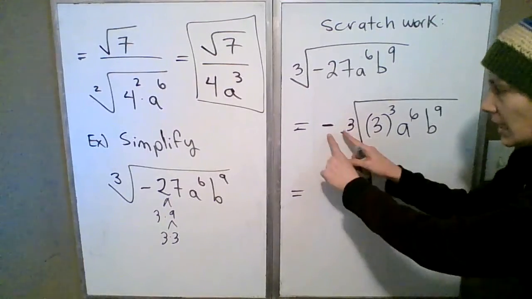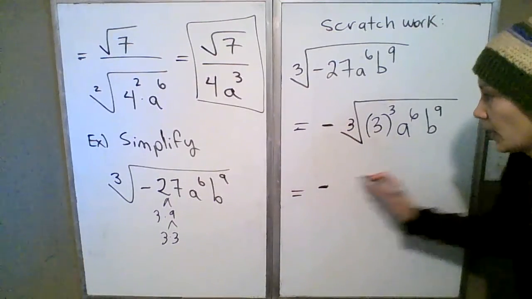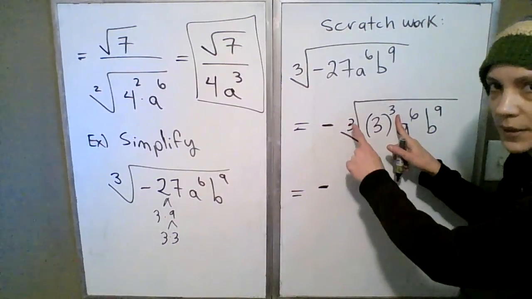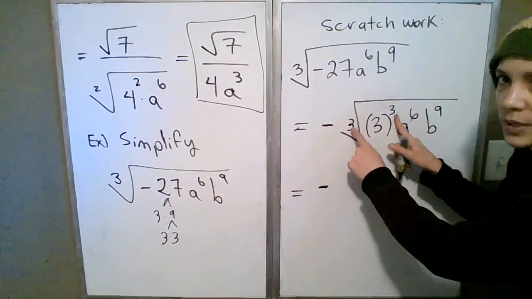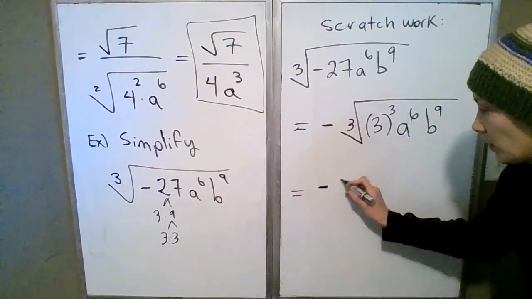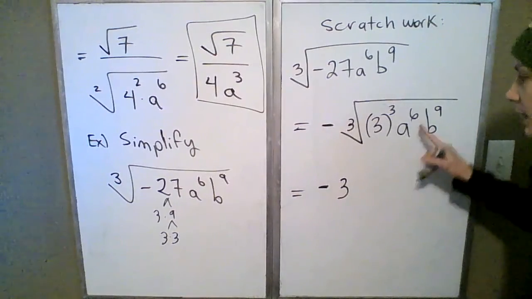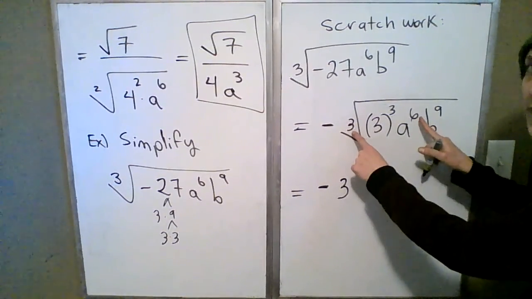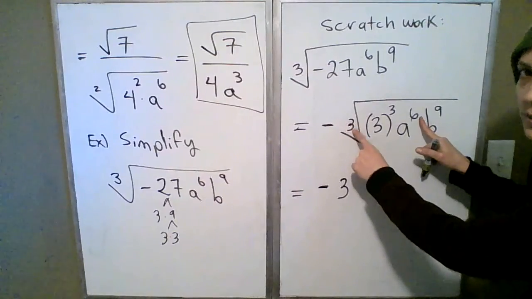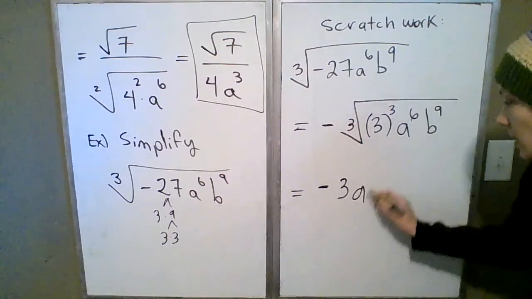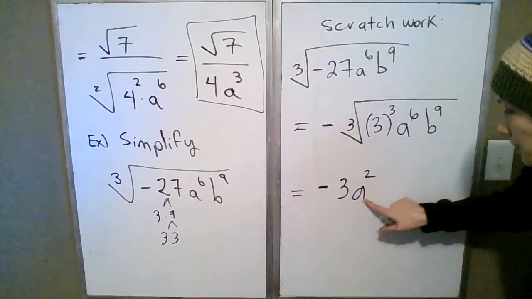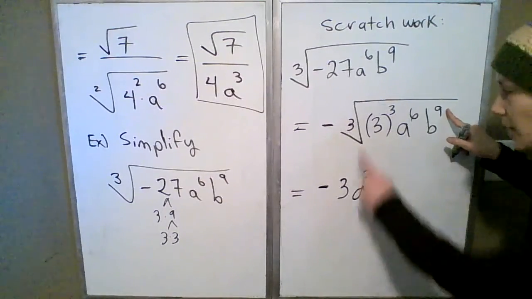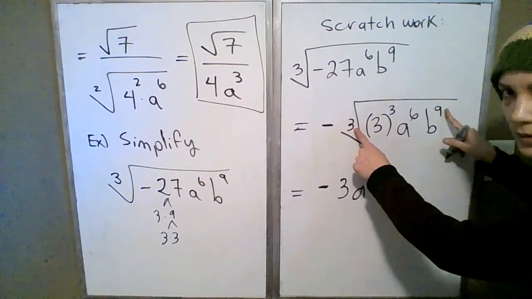So you've got the negative sign. And for 3, we want to take that power, divide by the root. So it's 3 with the power of 3 over 3, 3 to the first. A, we'll take the power and divide by the root, so A has a power of 6 over 3, which is a squared. And with B, we'll take the power 9, divide by the root of 3, and get B cubed.